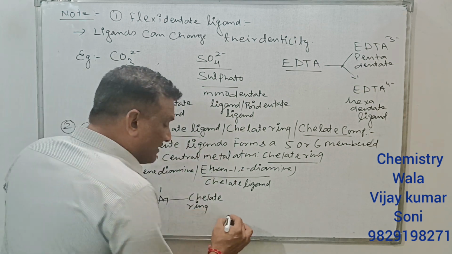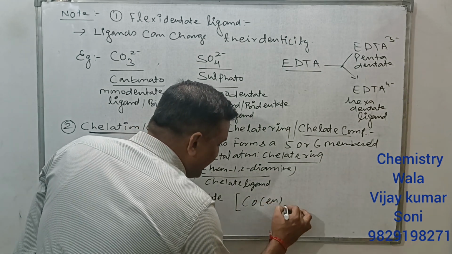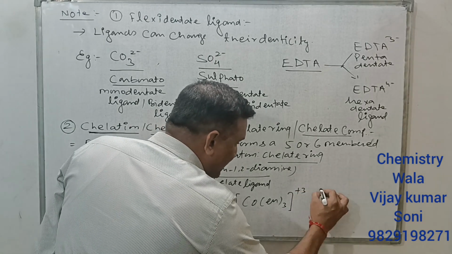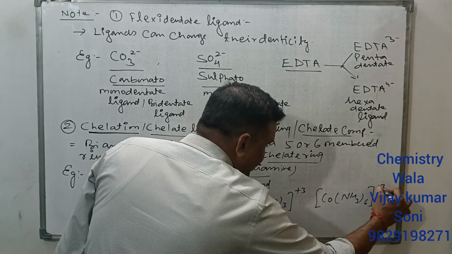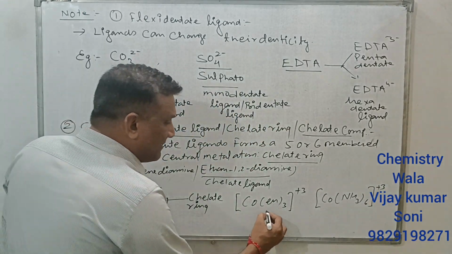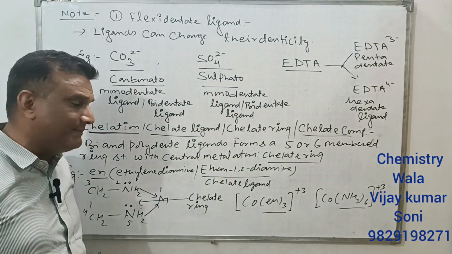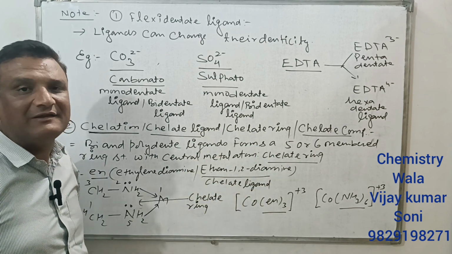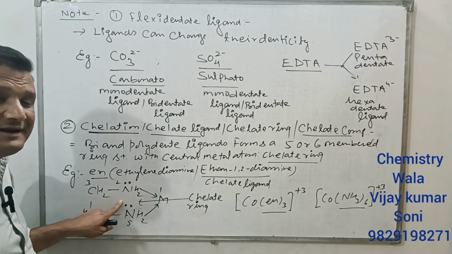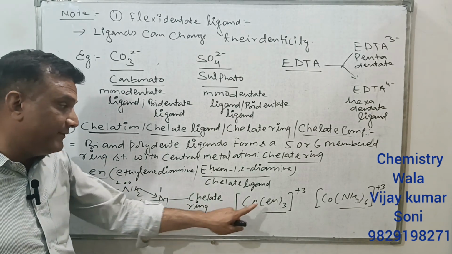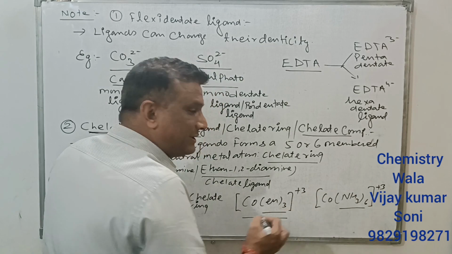If we go with chelate compounds, then we can take one example as [Co(en)3]3+. This is the +3. And another we can take [Co(NH3)6]3+. This is the +3. In these compounds, en is the bidentate ligand and NH3 is the monodentate ligand. A monodentate ligand has only one donor atom, so it will not form a ring. But en, ethylene diamine, is a bidentate ligand, so it will form the chelate ring. That's why it is called a chelate compound, and this is a non-chelate compound.